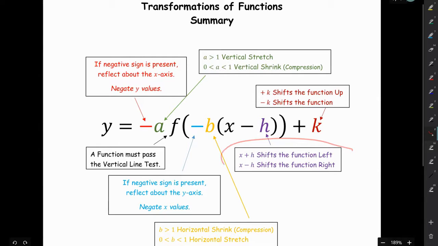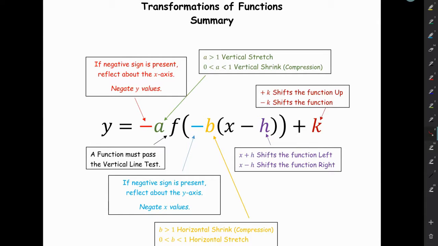A value of h shifts the function left and right. So if what is in the parentheses is x plus h, the whole function is going to go left. If what is in the parentheses is x minus h, that function is going to go right. And then at the very end here, we have this k value. That's going to move our function up or down.